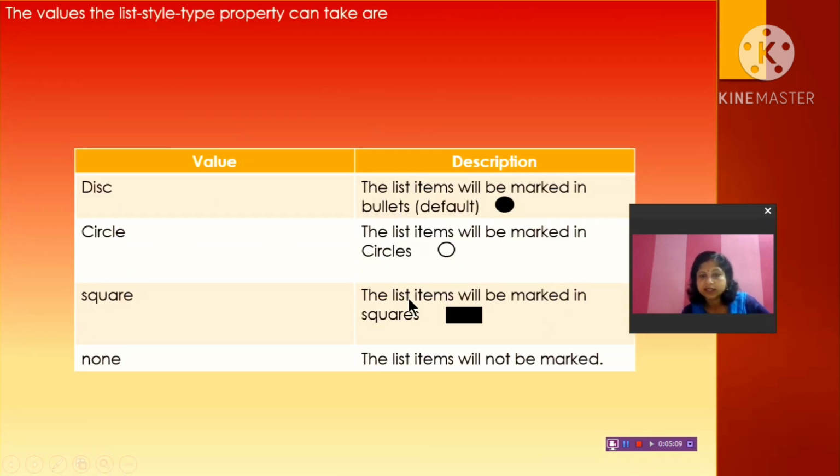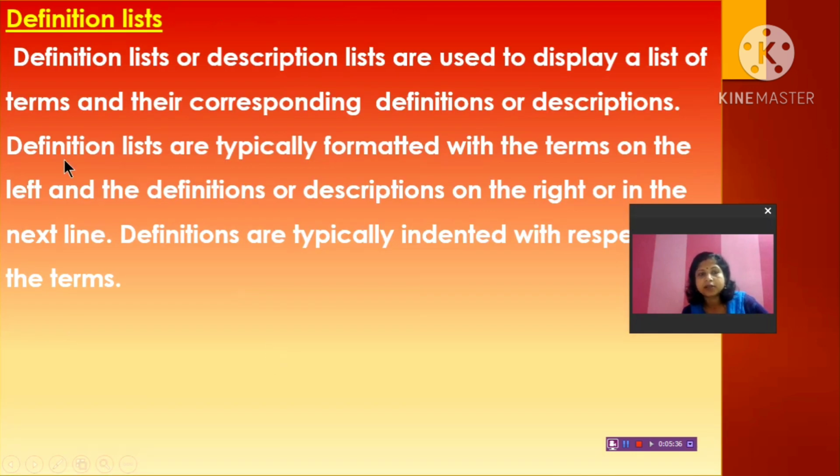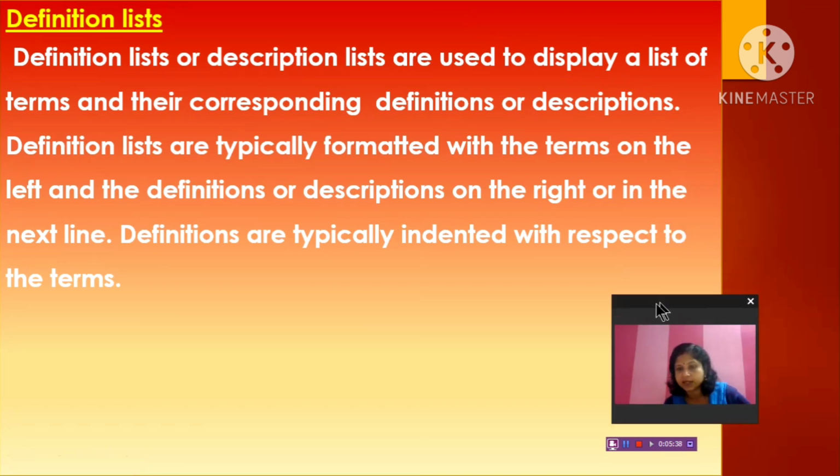Only three types are available: one is disk, another is circle, another is square. Disk is the default one. That means if you do not provide any type, then disk will appear. If you want to make it a circle, then we have to provide type equal to circle. And if you want square, then you go for type equal to square.